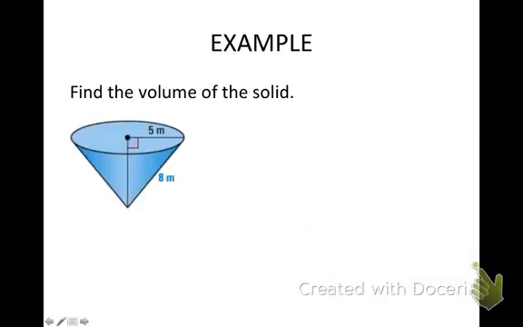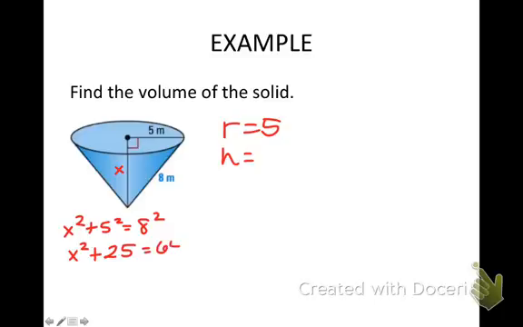What do we need for the cone? Radius is 5. Do we know the height? We need to do the Pythagorean theorem to solve for the height. They give us the slant height. So what's that going to look like to solve for x? Good. I heard you, Claire. X squared plus 25 is equal to 64. 64 minus 25, what does that get us?